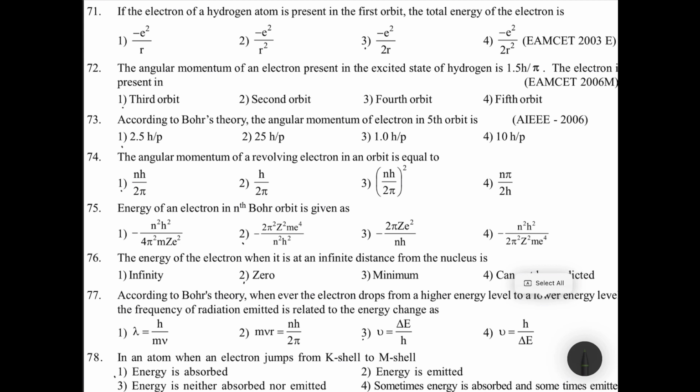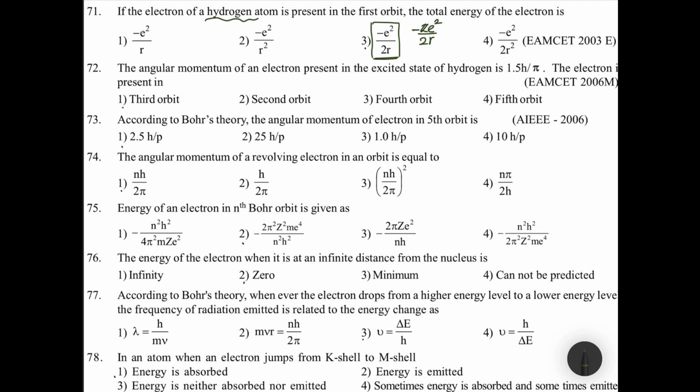If the electron of a hydrogen atom is present in the first orbit, the total energy of the electron is minus, okay, now total energy of the system is minus Ze square by 2r. He's saying hydrogen atom means Z, there is no need of Z, minus e square by 2r. Minus e square by 2r is the total energy of the electron.